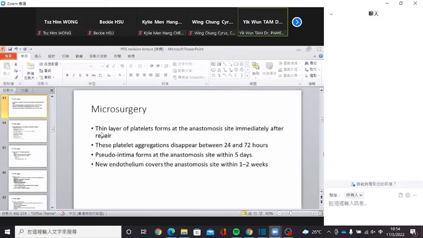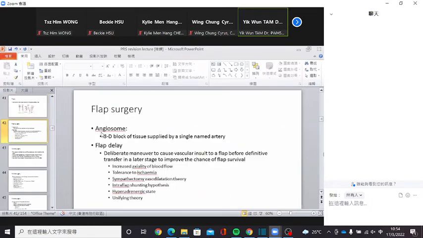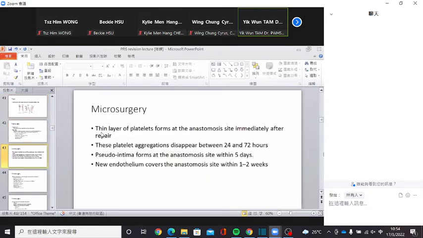So yes, for microsurgery. Microsurgery is what we use when we use free flaps that involve joining up of the flap's vessel with the recipient vessel. So for microsurgery, this is what happens after the two vessels are joined.